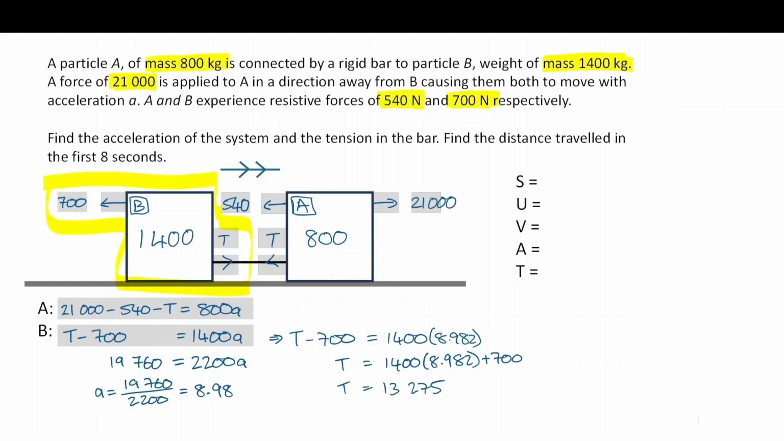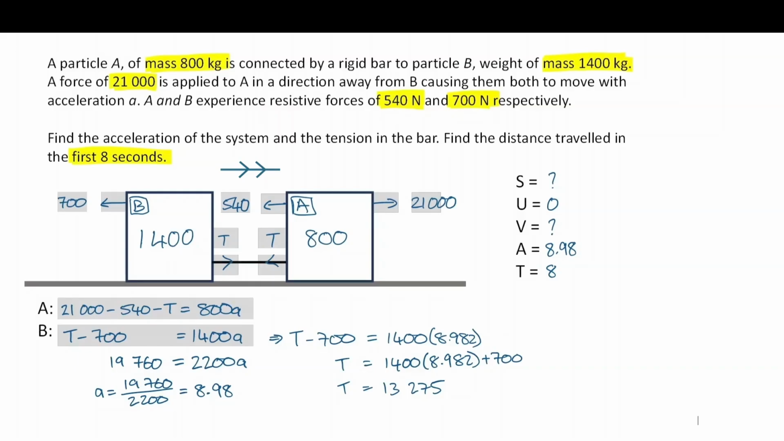If we go back to the question, we're also told to find the distance traveled in the first 8 seconds. Okay, this is a constant acceleration question, a SUVAT question, so we'll go ahead and collect the relevant variables. We do not know the displacement, we're looking for that. We know the initial velocity was 0, it has started from rest. Final velocity we do not know. Acceleration 8.98. We may well use 8.982, and time is 8 seconds.